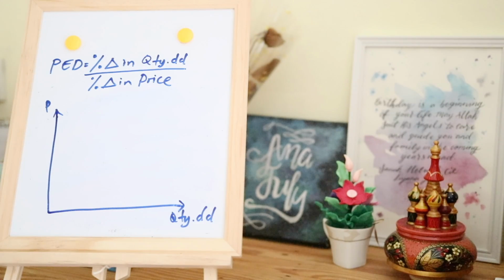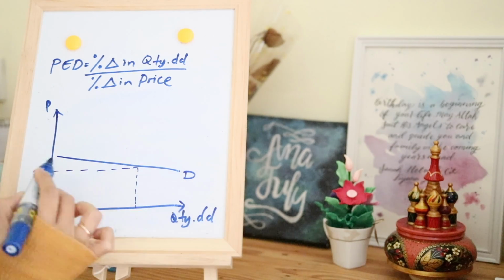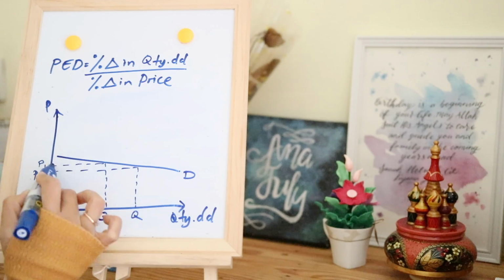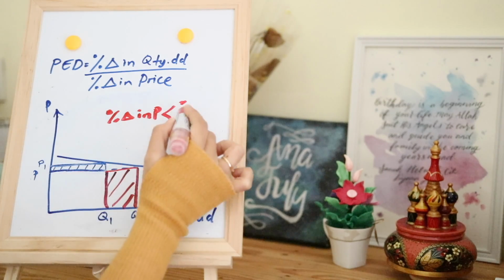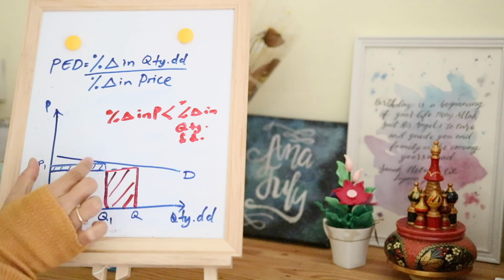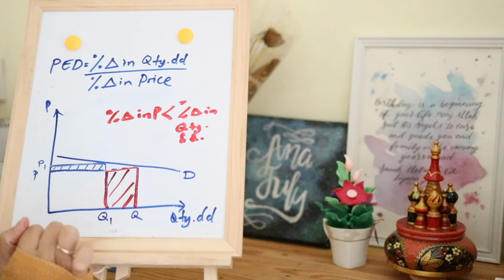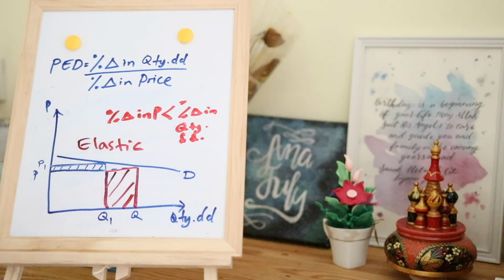Next one is we're going to do on PED elastic. When you look at the area, the percentage change in price is less than the percentage change in quantity demanded. Right? This is elastic demand curve. When you look at this elastic demand curve, when there's a change in price, how will the quantity demanded respond? They are being so sensitive to a small change in price.